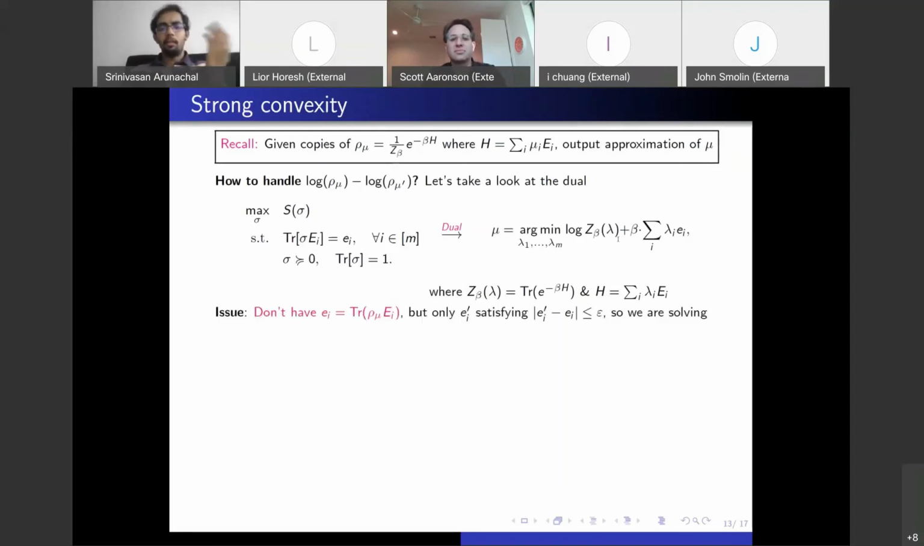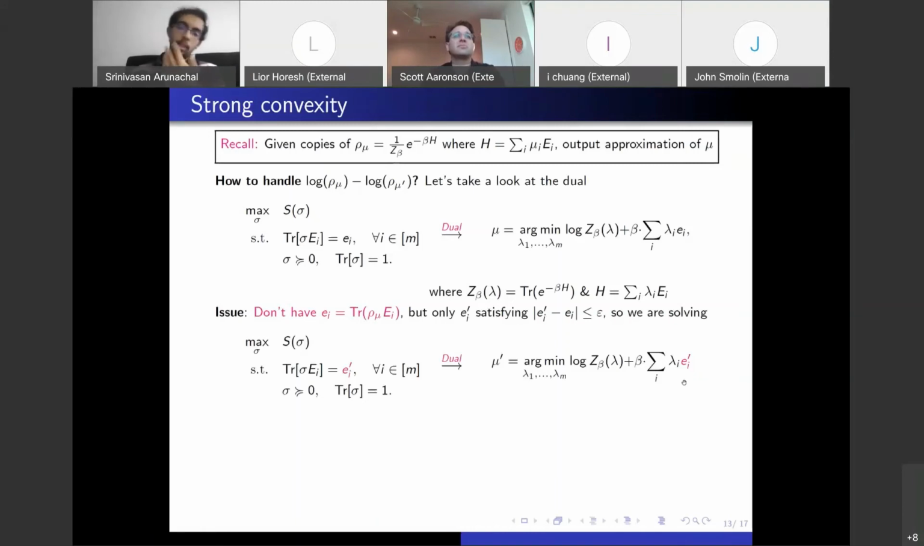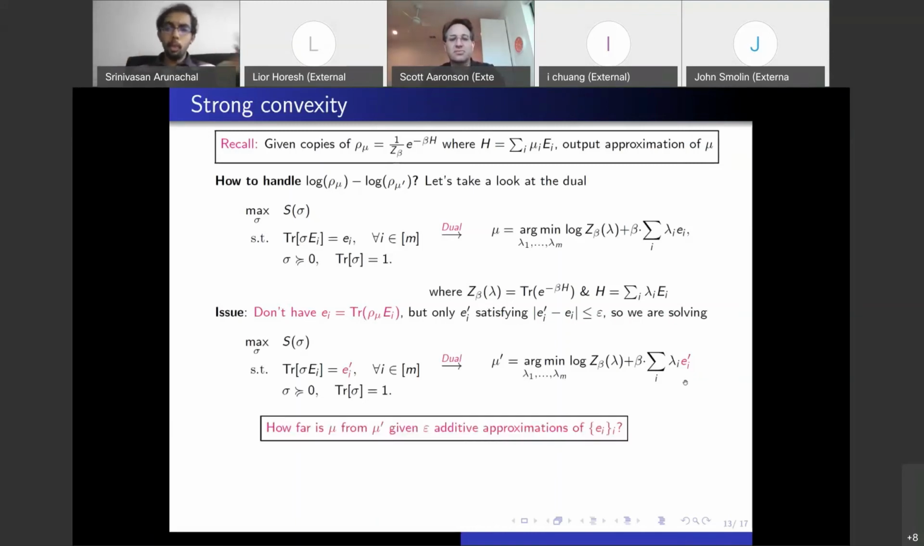But as I said, of course, we don't have the EIs, we only have approximations of the EIs. So instead of this optimization problem, we have this optimization problem, and you could look at the dual of it to get this dual optimization problem. And of course, the question is, how far could mu, the quantity you care about, be from mu prime, assuming that EI is epsilon close to EI prime?